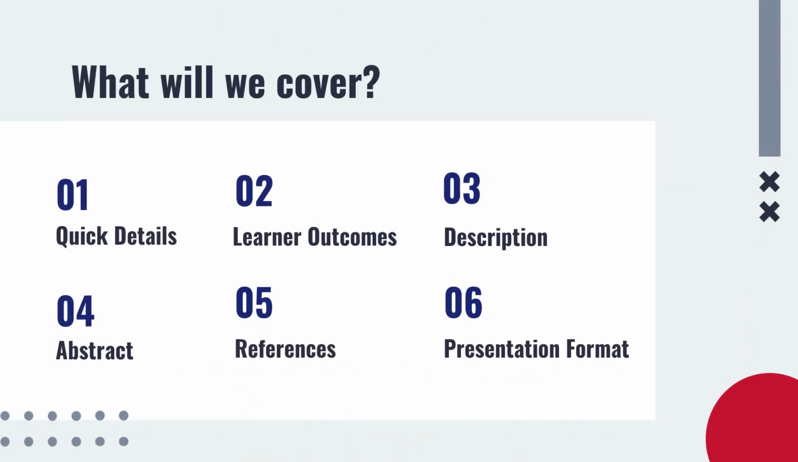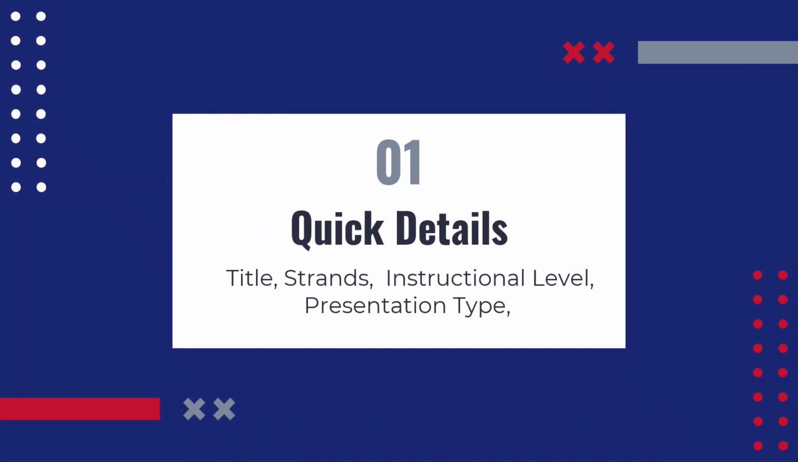In this presentation, we'll be covering each of the areas required in the call for paper submission. We'll discuss what characteristics the program committee is looking for when reviewing papers and some tips for developing and explaining your ideas. First, let's tackle a few quick details about the call for papers, like the title, strands, instructional level, and presentation type.